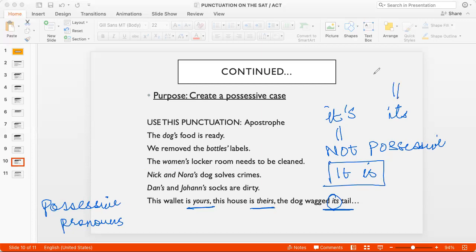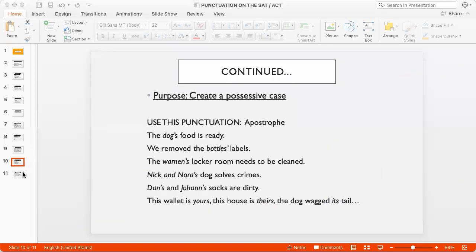ITS without the apostrophe is the possessive, right? Like what we have here. The dog wagged its tail, the dog's own tail, right? So please remember the possessive pronoun not having an apostrophe so that you don't make mistakes here.